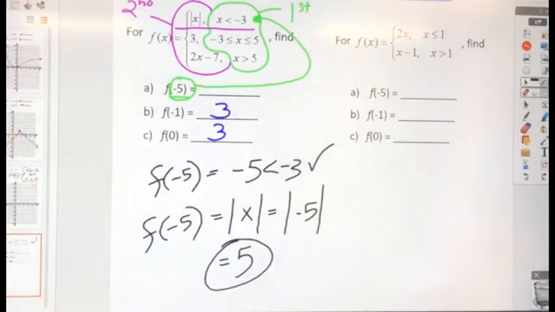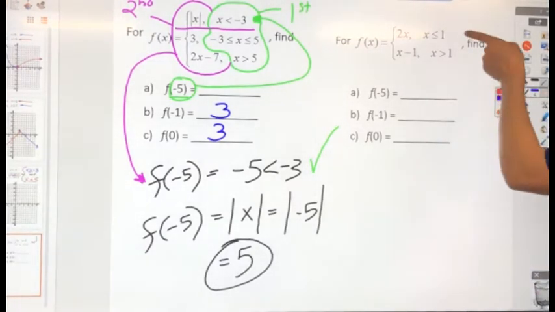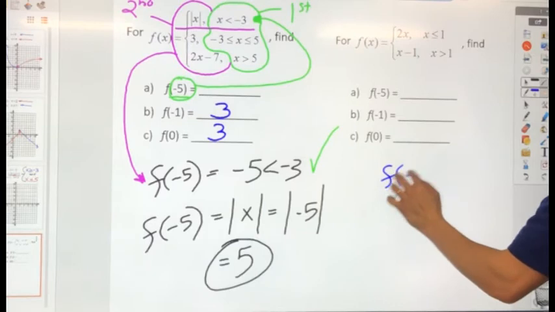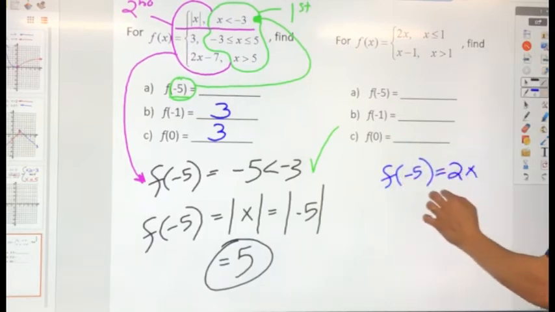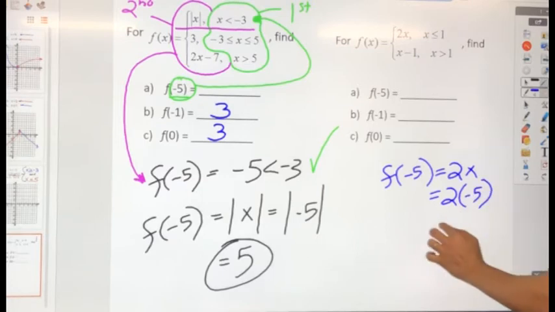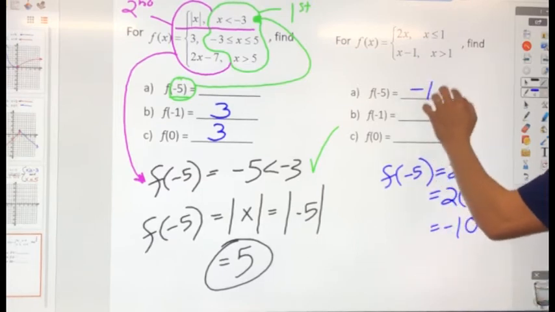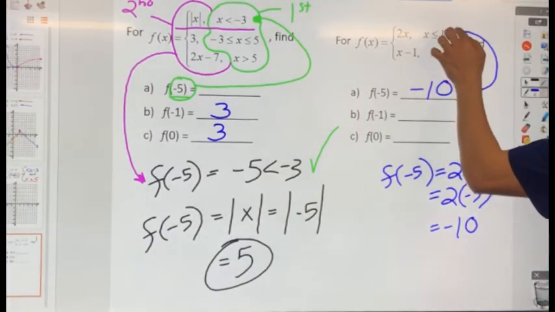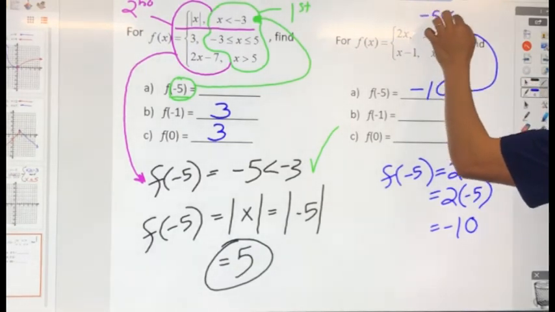So now I want you to take a minute or two and evaluate this piecewise function. Find f of -5, f of -1, and f of 0. All right. So tell me, what is A? Where does -5 fit? First one, right? So I'm looking at f of -5 equals 2x, therefore 2 times -5, therefore -10. Worked right here, -5 is less than or equal to 1.